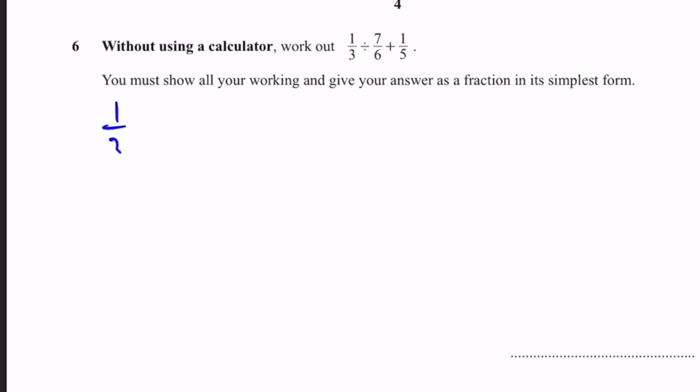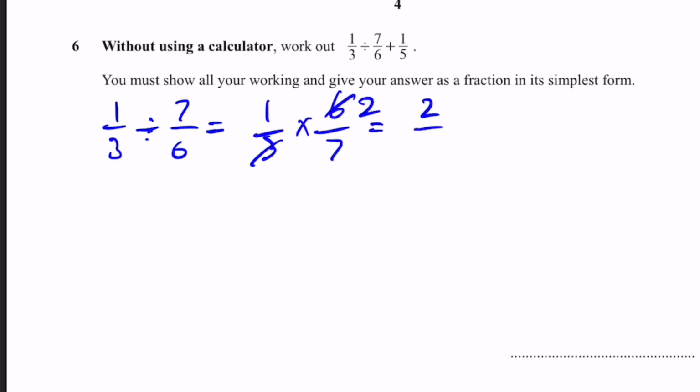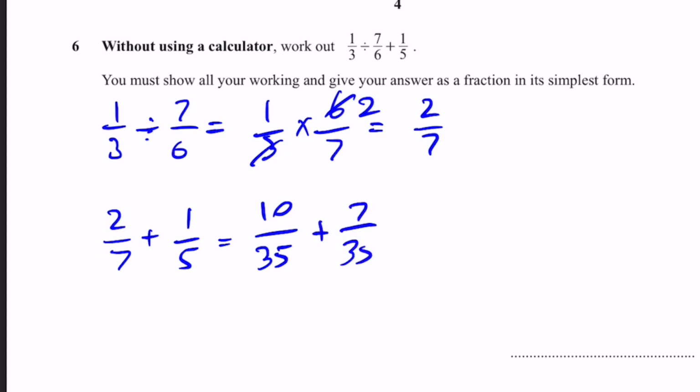So 1 by 3 divided by 7 by 6 is equal to 1 by 3 into 6 by 7, which is equal to, cancelling out, 2 by 7. And now 2 by 7 plus 1 by 5, that will equal to 10 by 35 plus 7 by 35, which is 17 by 35.